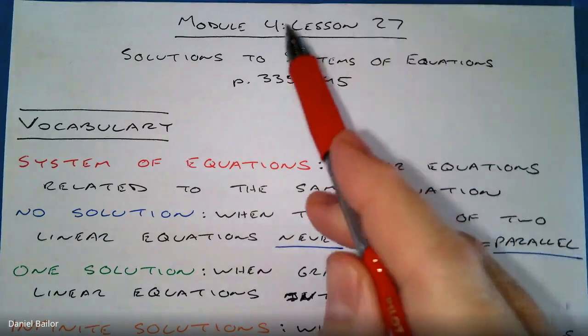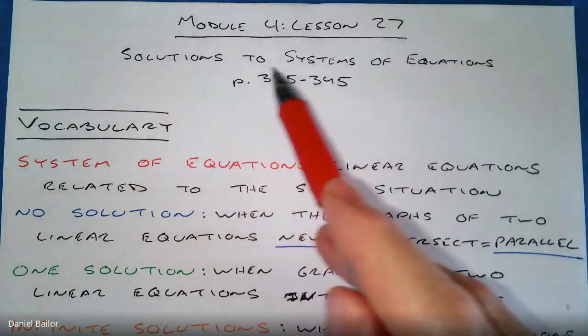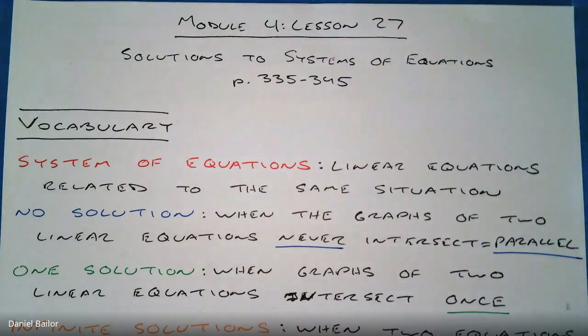We're working in Module 4 still. Today we're in Lesson 27, Solutions to Systems of Equations. We've been talking about systems of equations since Lesson 24. We're going to keep working on them today. And today we're going to talk about how many solutions a system can have and how to find a solution if it has one.